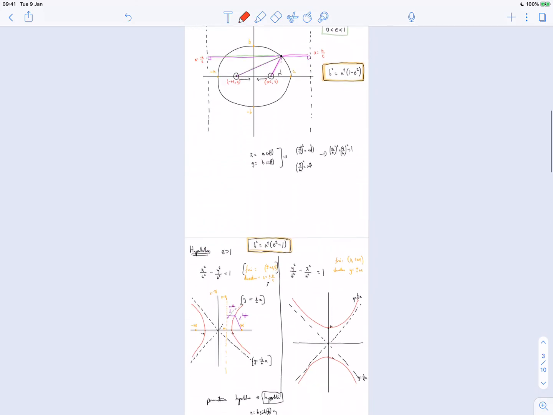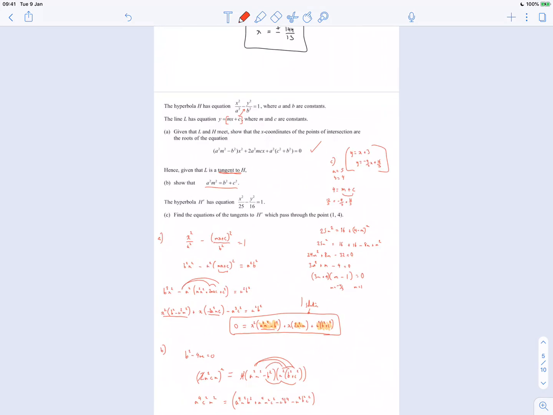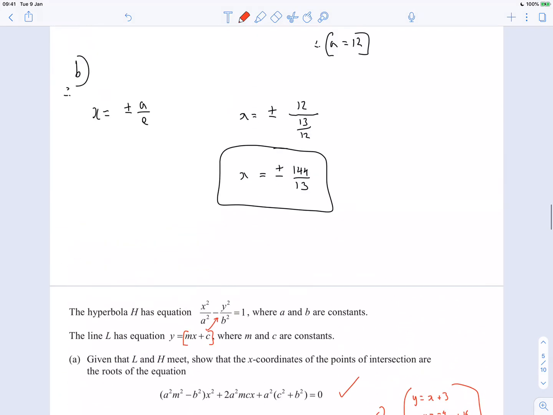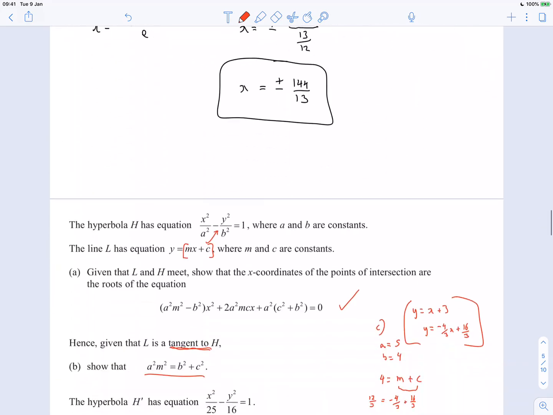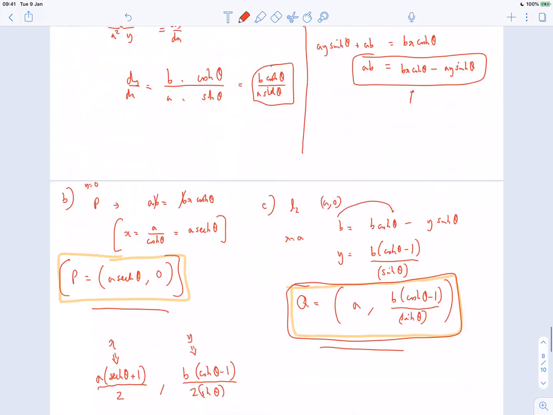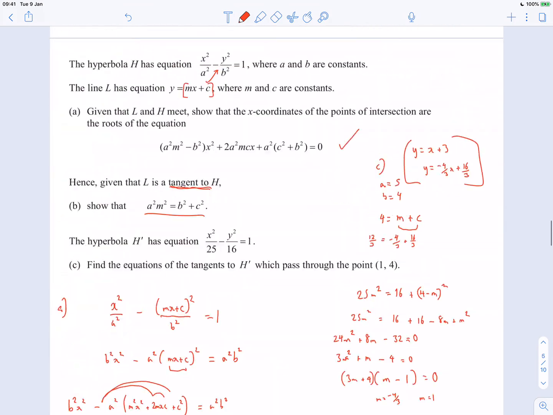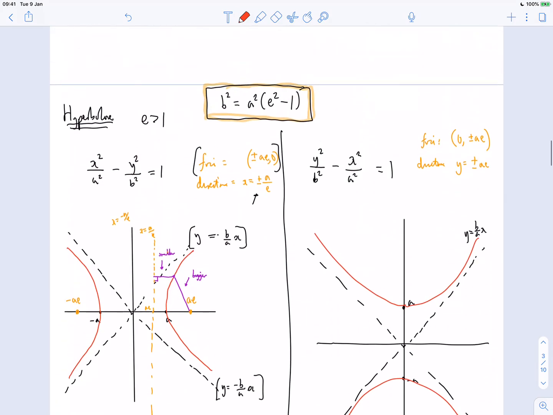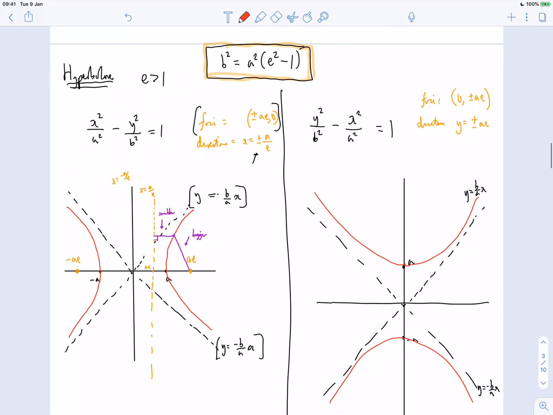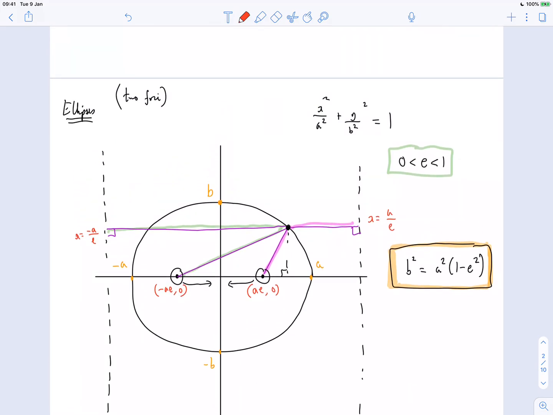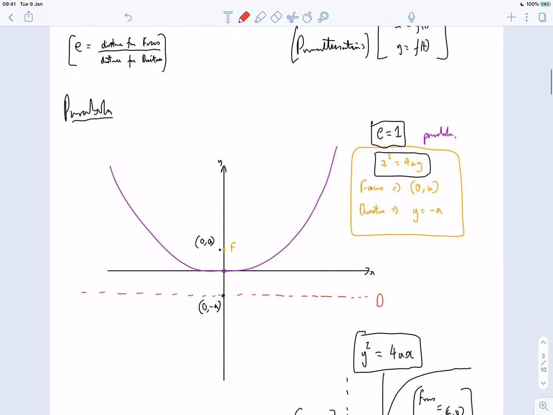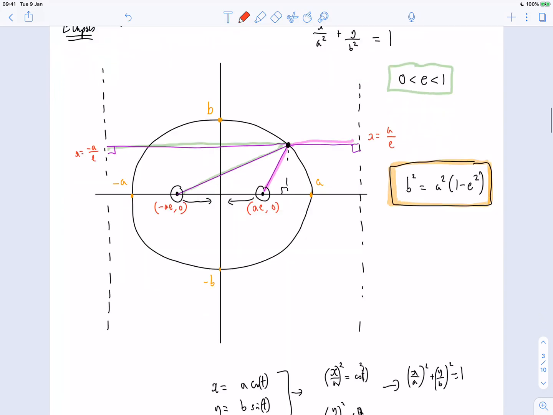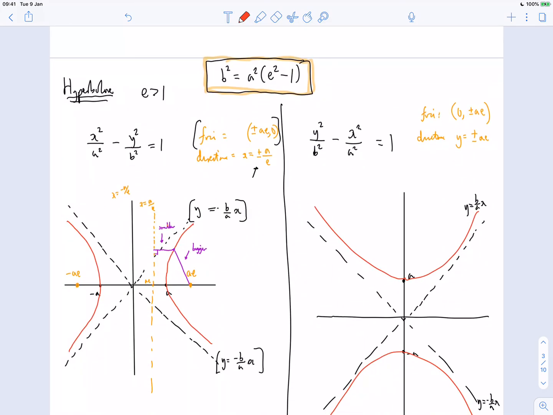So yeah, difficult stuff. A lot of it is just how good your algebra and differentiation is. But work through the problems, familiarise yourselves with them. The key thing is to get what the eccentricity facts are, what e is in terms of a and b, and what the foci and directrices are.